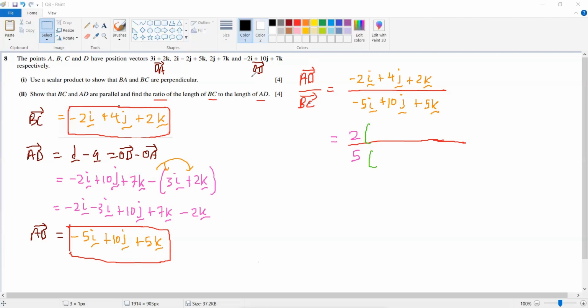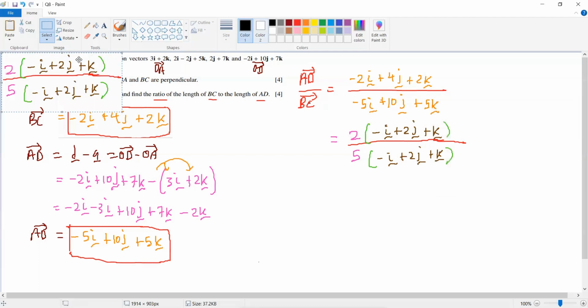2 times minus i, 2 times plus 2, 2 times 2 is 4j. This one is plus k. Down here, notice 5 times 1, minus 1, 5 times 2, and also times k. So this is a remarkable step because you can easily see that this is exactly the same for the ijk, the vector component part, isn't it?